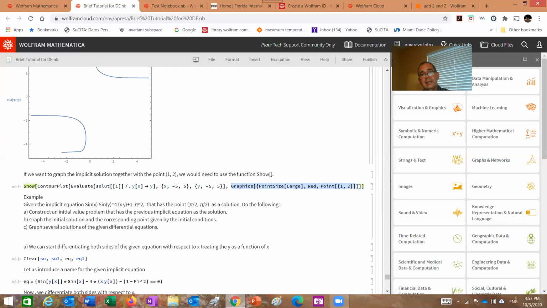And why is the expression so long? Because we have to include here what? That this is the point (1, 2). We need to use braces for the 1, 2. We need to specify that we want this to be represented in red, and we want to represent also that the point size is large in this case. And then it means that we are graphing the two. The Show tells you that we are going to put these two graphs together.